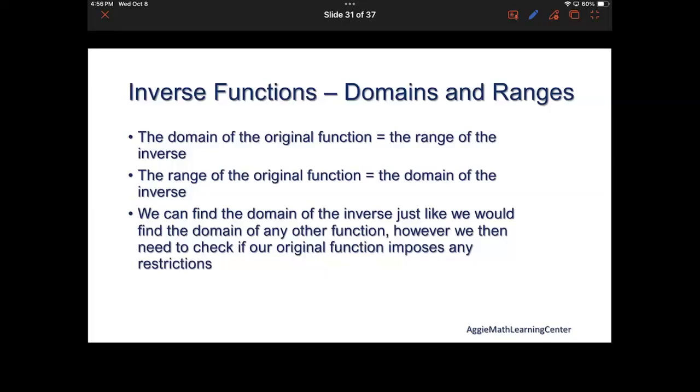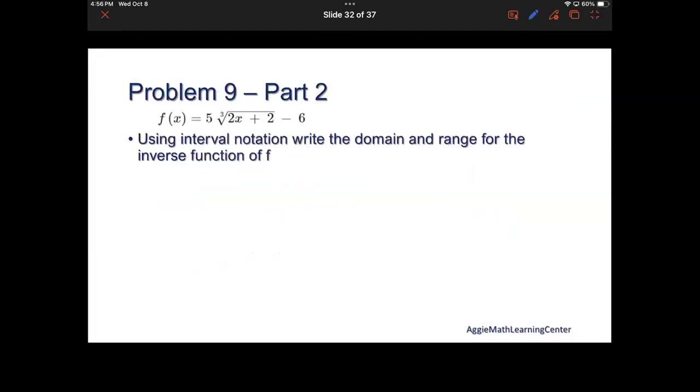So we can find the domain of the inverse just like we would find the domain of any other function. However, we then need to check if our original function imposes any restrictions. So what that means is the domain of the inverse is findable from the equation of the inverse, but I need to make sure that the values that I would be inputting into it are even allowed to be inputted based on the domain and range of the original function sometimes, and I'll show you what that means.